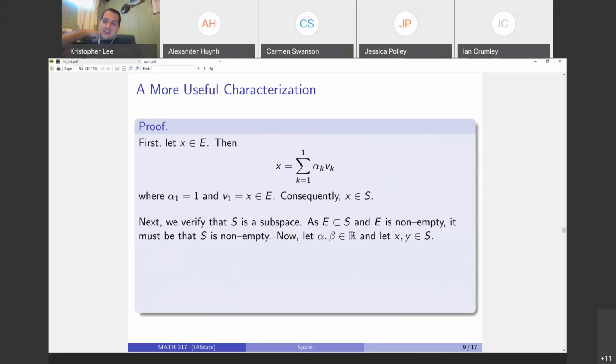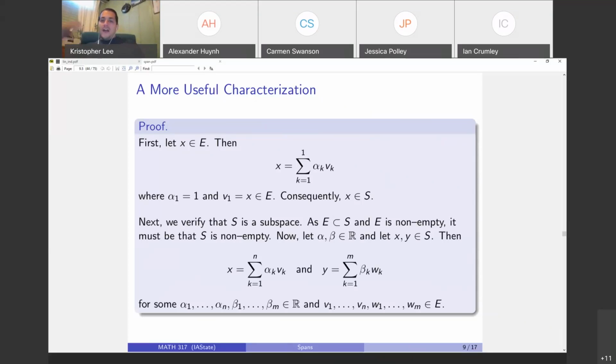All right. So we verified the set is not empty. Now we need to verify that it's closed under the operations. So pick two scalars and pick two things out of S. Let's prove that alpha x plus beta y remains in S. Now, in order to be in S, that means you need to be a linear combination of things out of E. All right, well, x and y are in S, so that means x and y are linear combinations of things in E. Now, note some subtleties here.